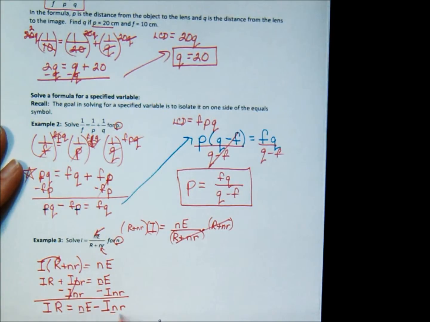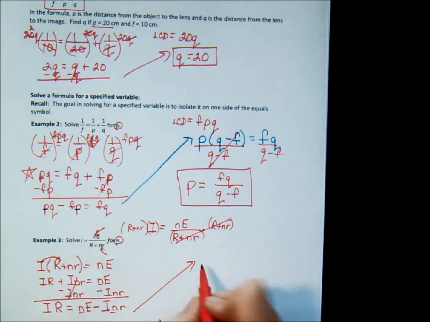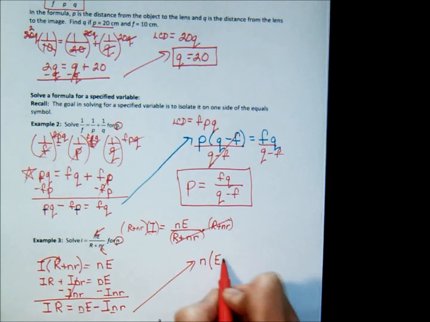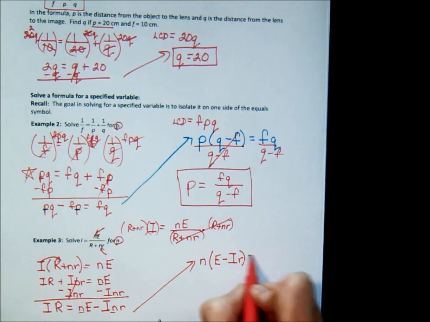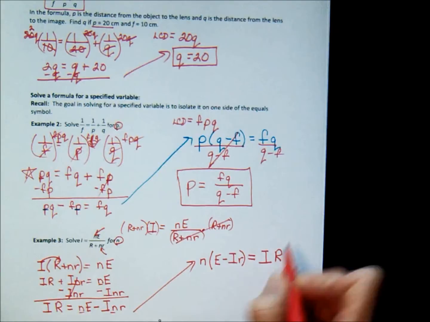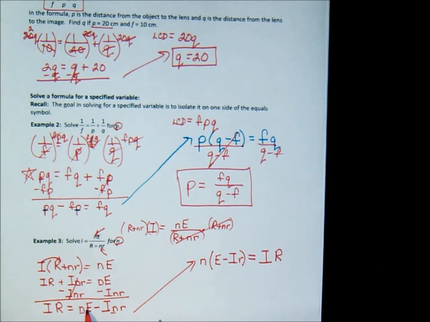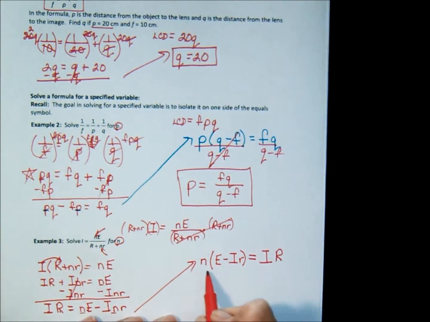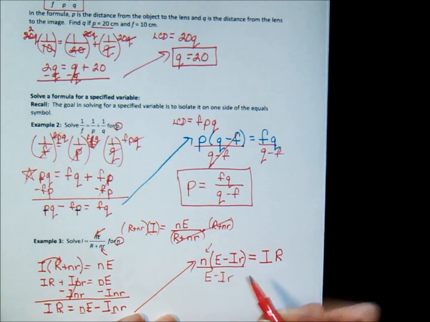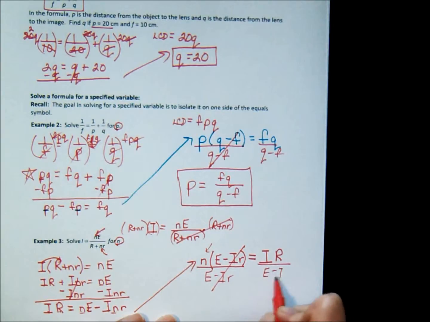Now I have 2 of them, and to go to having just one, I factor that specified variable out. So we factored out an n, I'm left with an E here and an I r here, and it's equal to I R. Now the only thing left to do is to divide by the coefficient of the specified variable, E minus I r. And I know there's a lot of letters here, I get it. n equals I R over E minus I little r.